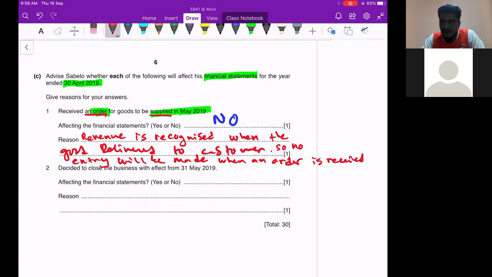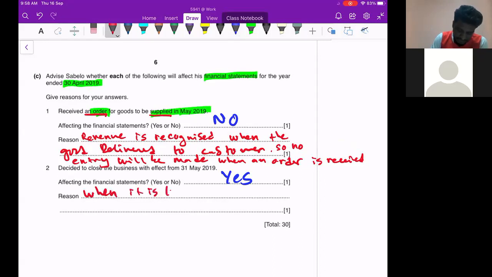You decide, confirm. Once you have decided, you're going to close the business. Yes, since you decided, the financial statement will be affected. What we do is we will update all our figures into the latest figure so we can sell all the assets.